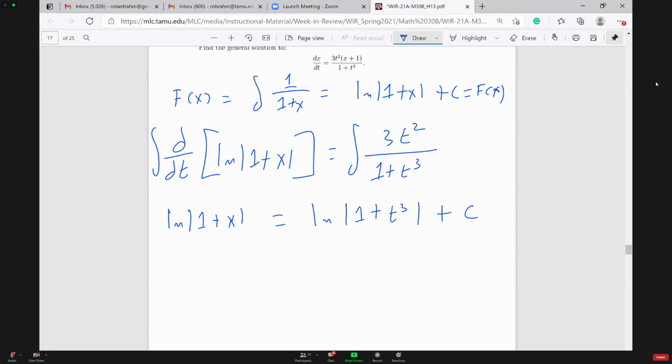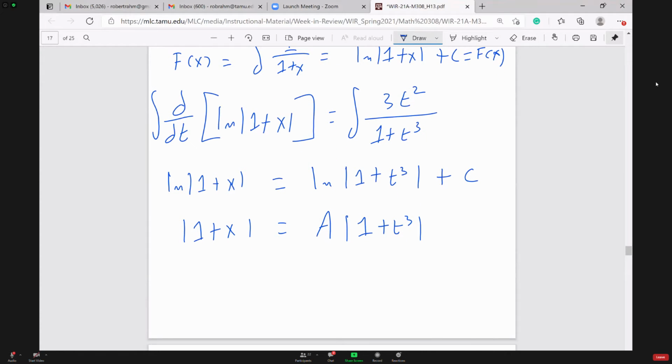Okay, so now I want x, so I'm going to raise both sides to the power of e, and I've got the absolute value of 1 plus x is equal to e to the power of c, which is just another arbitrary constant we'll call a, times the absolute value of 1 plus t cubed. Okay, and note that the absolute value, all you're doing is multiplying by plus or minus 1. If 1 plus x is negative, the absolute value of 1 plus x is just negative 1 plus x. If 1 plus t cubed is negative, the absolute value of 1 plus t cubed is just minus that.